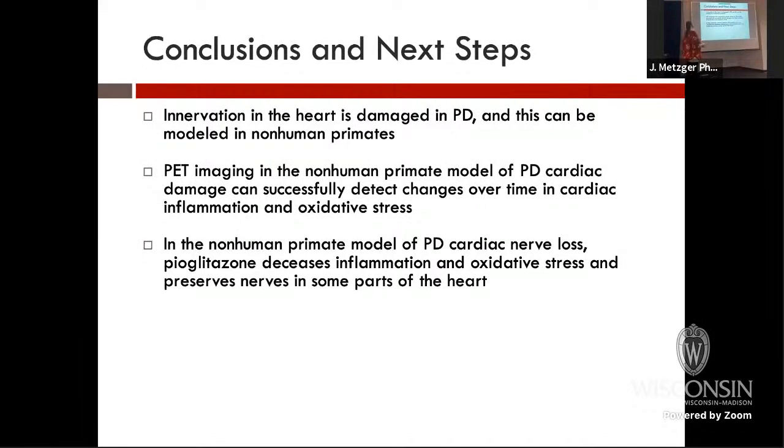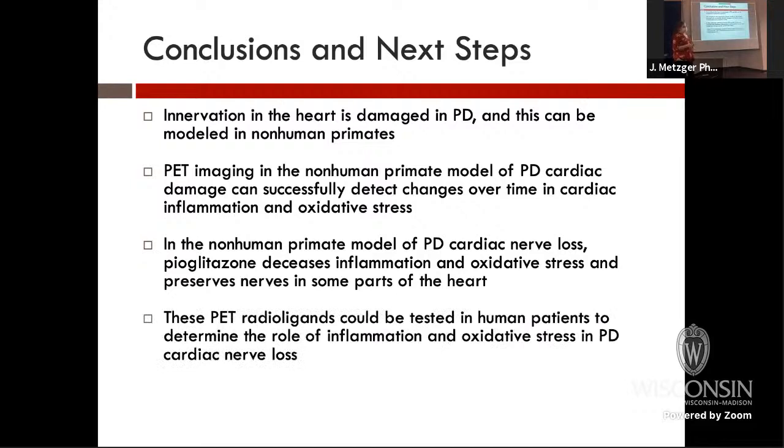So in conclusion, the innervation of the heart is damaged in Parkinson's disease, and this can be modeled in non-human primates. This was the work by Dr. Valerie George back in 2012 that then opened the door for me to be able to do my thesis work on the mechanisms of the loss. PET imaging in our non-human primate model of PD cardiac damage successfully detects changes over time in cardiac inflammation and in oxidative stress. And in the non-human primate model of cardiac nerve loss, pioglitazone decreased both inflammation and oxidative stress and preserved nerves in the heart, but interestingly, in specific parts of the heart. We saw those 2 parts, one in the base and one on the apex, earlier.